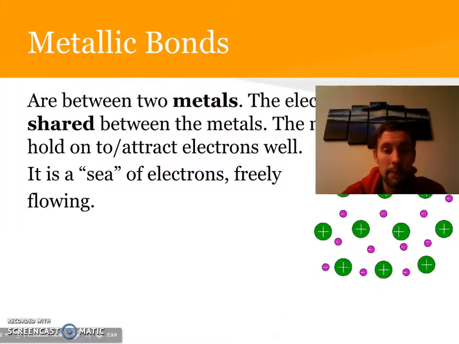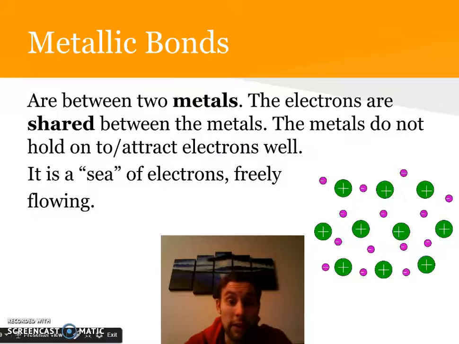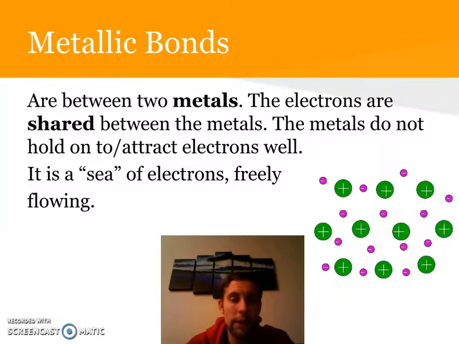Then our last type, metallic bonds. So metallic bonds, surprisingly, are between 2 metals. These are a little bit weird because the electrons are shared between metals, but it's not in the same way that covalent bonds are. The metals don't hold on to or share or spend time with one atom having the electron sometime and another one having it the other times. It's not like custody of children.